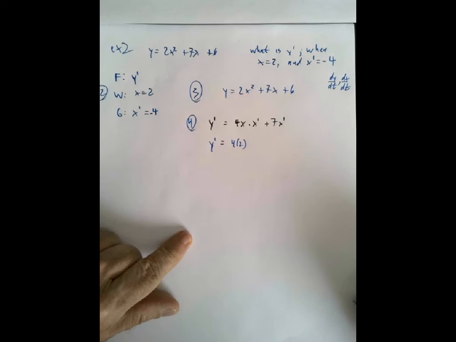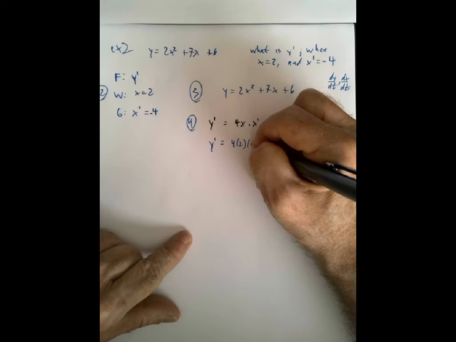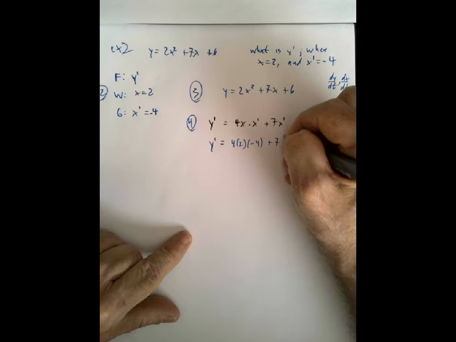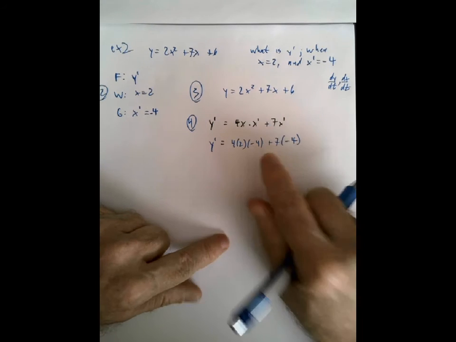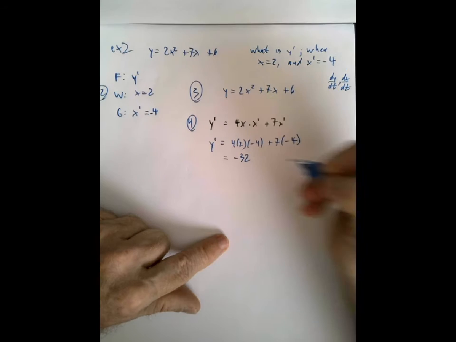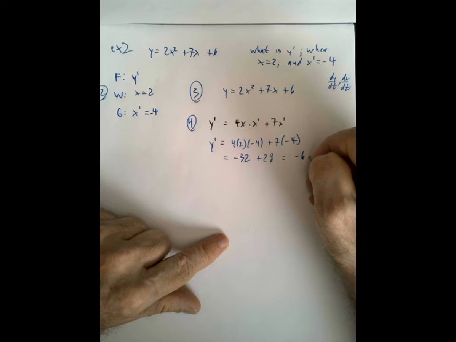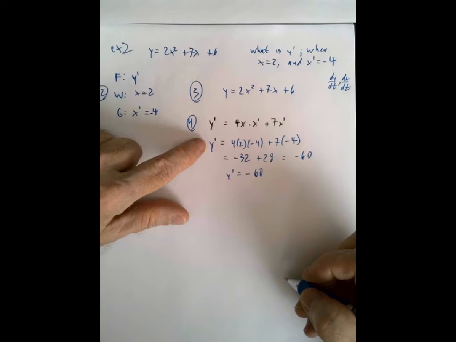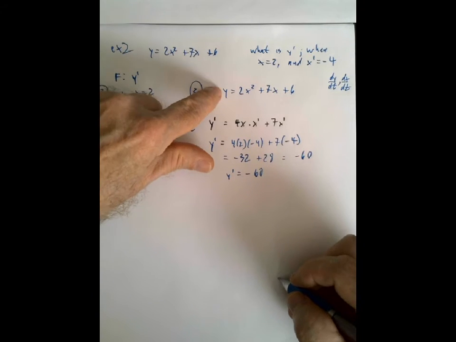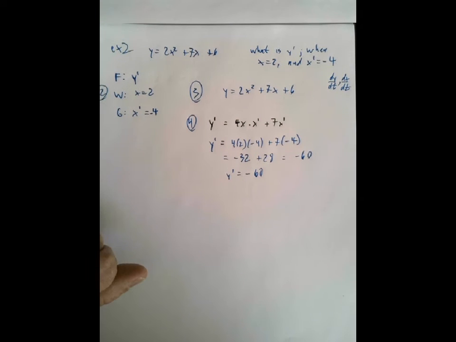Wherever we see an x, we're going to put the 2, and wherever you see an x prime, we're going to put the negative 4. So times negative 4 plus 7 times negative 4. Okay, so that's negative 32, and this is negative 28, so that's negative 60. So y prime, the rate at which y is changing with respect to t, is negative 60, like, I don't know, meters per second or something, depending on the units of the quantities. Does that make sense?